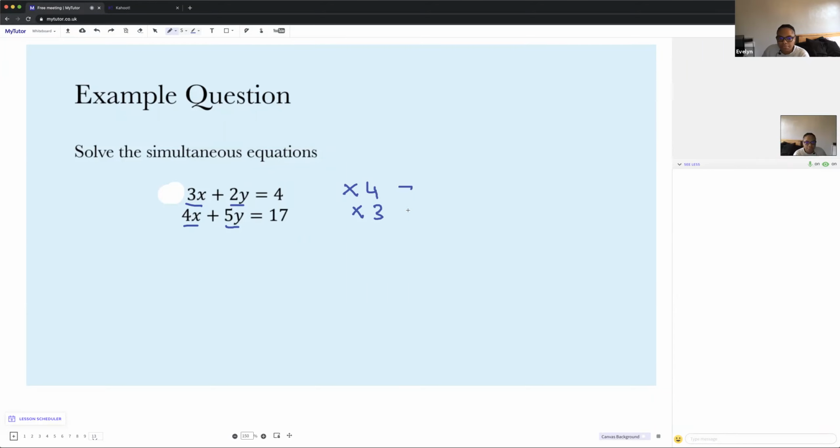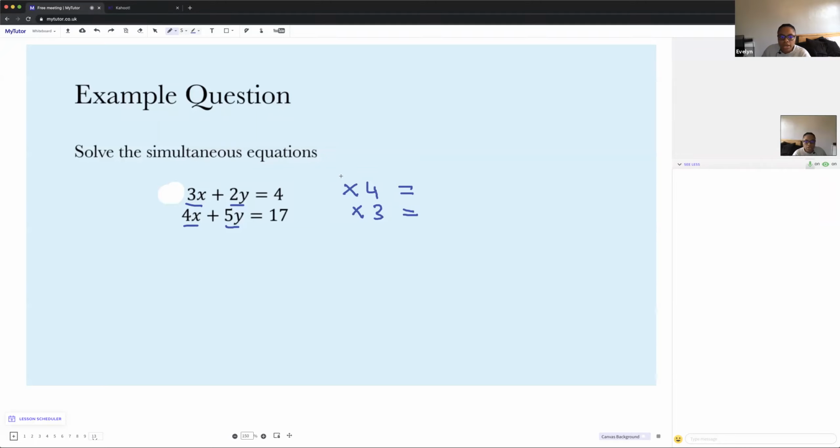Now, this is one thing to remember. When you are multiplying equations with numbers, multiply every single thing in that equation by that number. Don't just multiply the x's or just the y's. Make sure you do everything. So if we have a look at the first one, we've got 3x plus 2y equals 4, and we're going to multiply it all by 4.